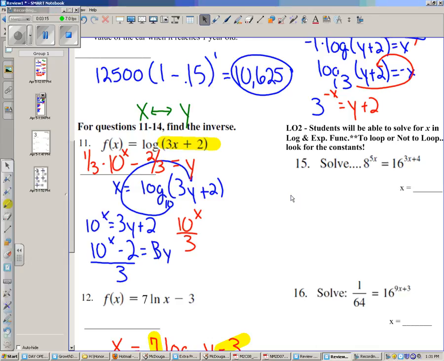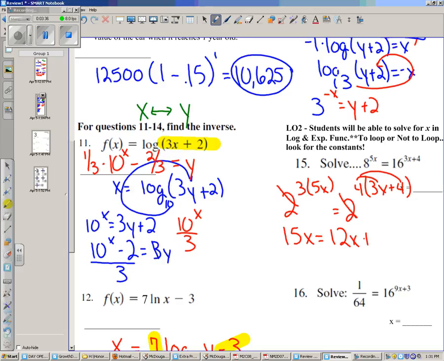2 cubed is 8, and then there's my exponent that was there. And 2 to the 4th power is 16, along with my exponent that was there. And now that the bases are the same, I can ignore them. The left side becomes 15x. Distributing my 4 through, I get 12x plus 16.